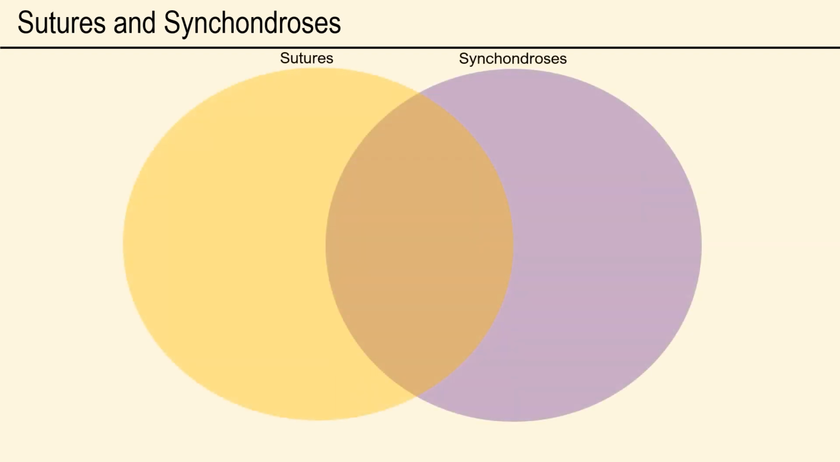The words sutures or synchondroses are going to be thrown about throughout this video, but what are they? Well, although formed differently, there's a lot of overlap between the two terms. Sutures of the skull, also known as cranial sutures, are fibrous joints with a fracture-like appearance found between the bones of the skull.